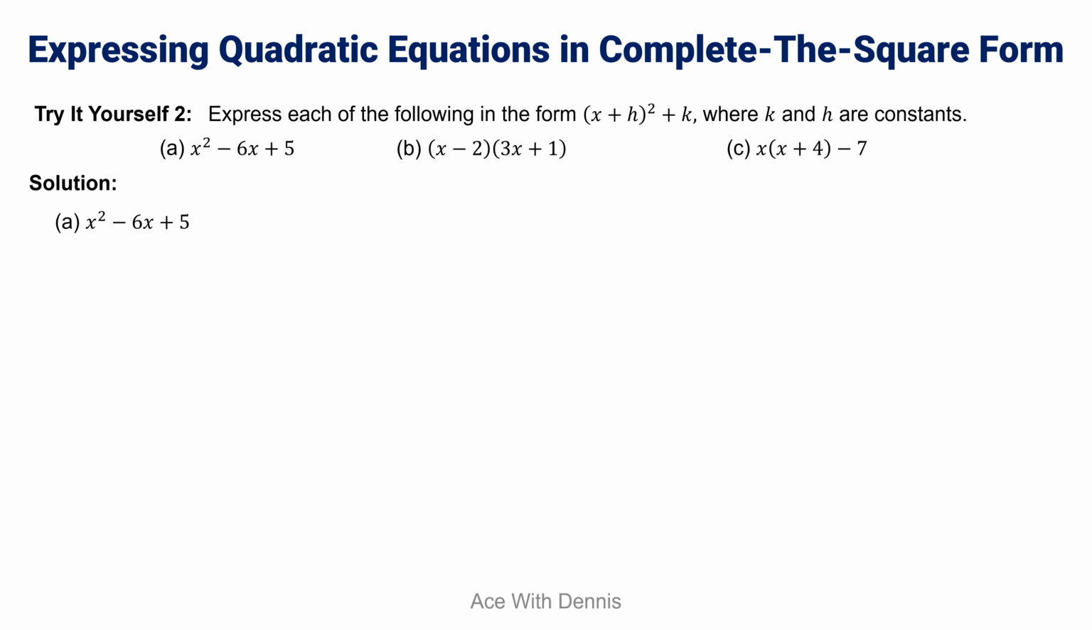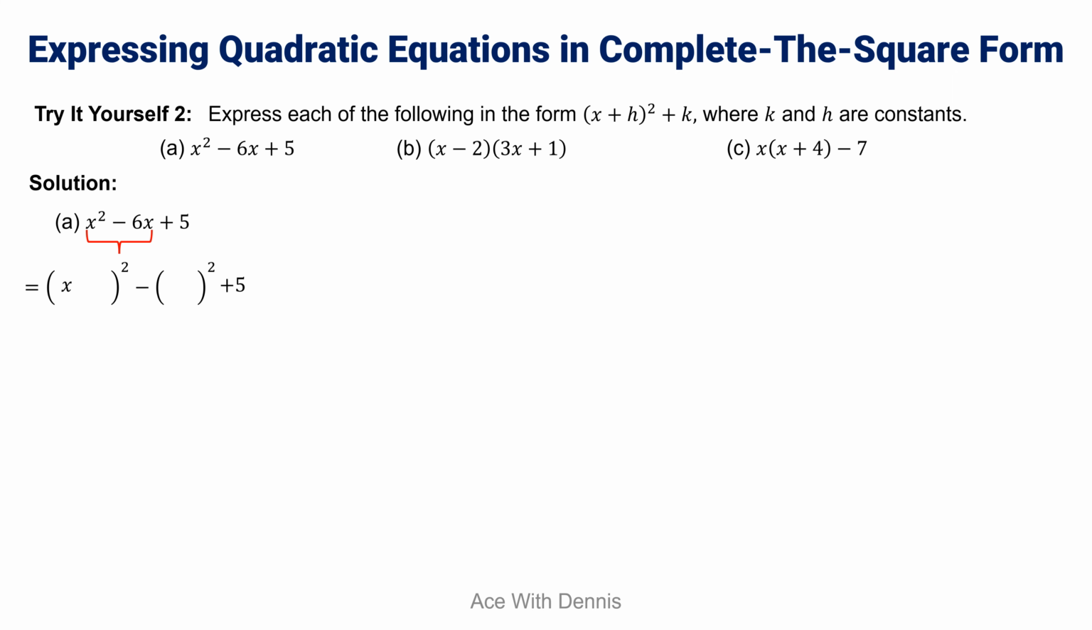So here's the solution. For A, x squared minus 6x plus 5. So first check the coefficient of the x squared. So for this case is 1. So we can just go ahead to apply the formula. Look at the first two terms. And when we apply the formula, we have two brackets here. And then we copy the constant at the back, plus 5.